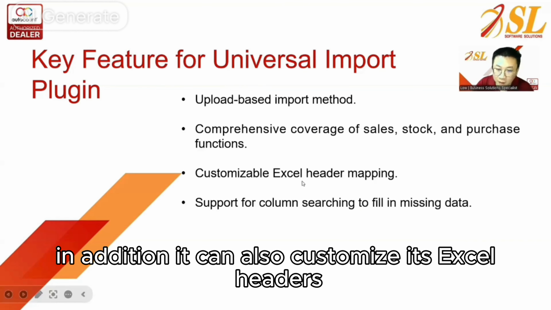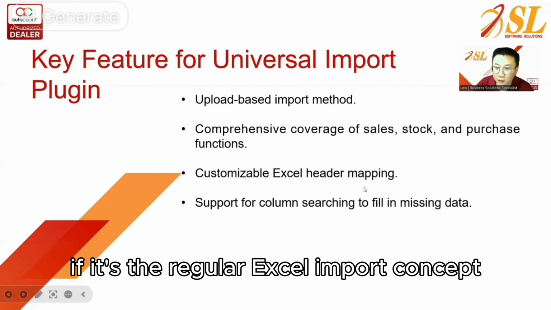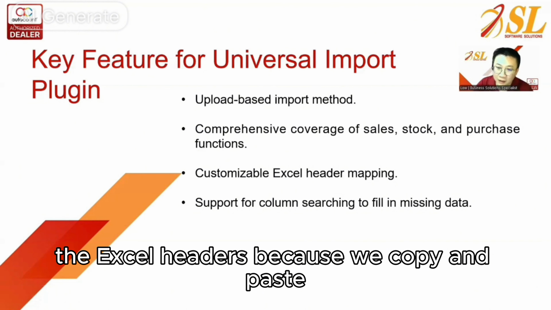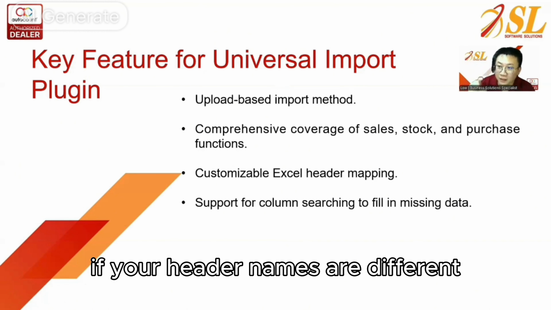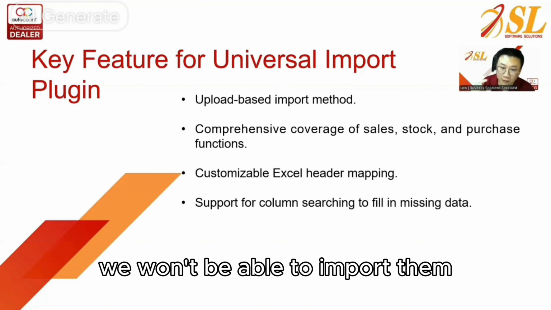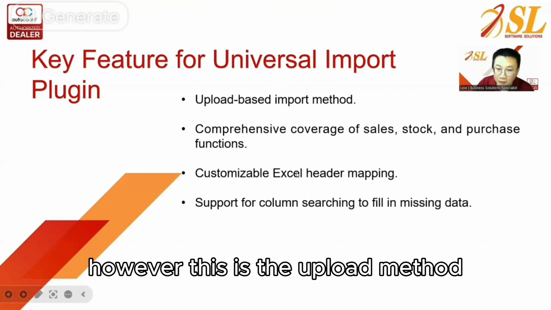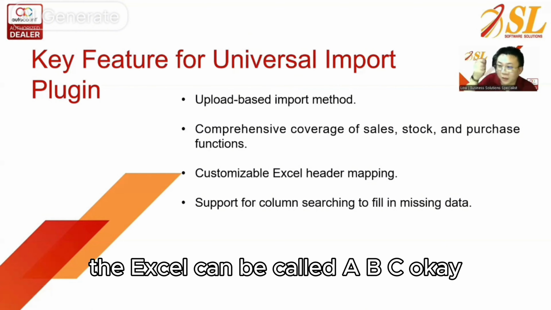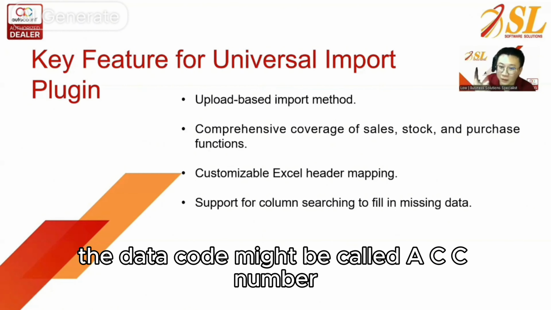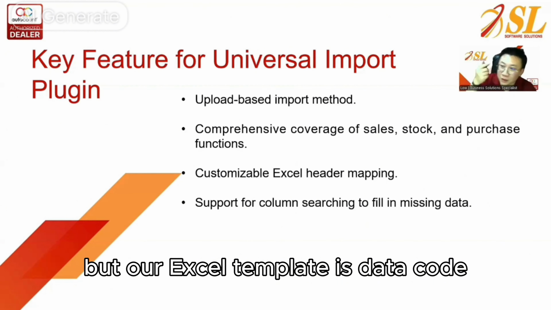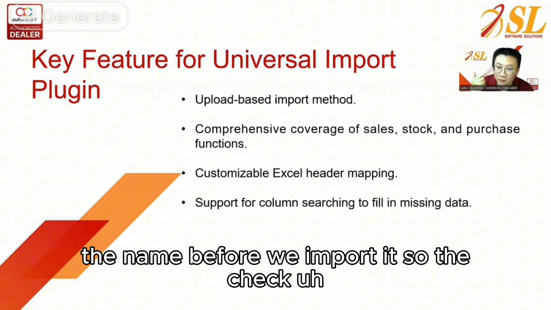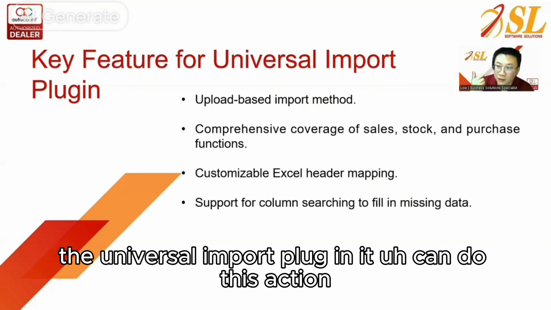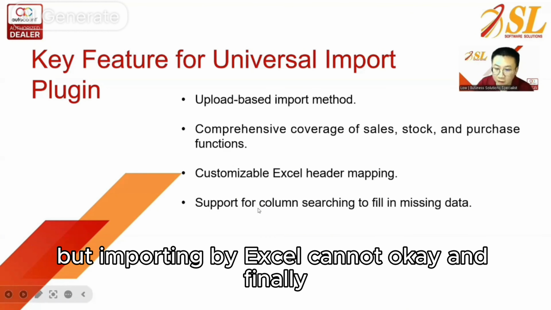In addition, it can also customize its Excel headers. With the regular Excel import concept, because we copy and paste, the header names must be exactly the same. If your header names are different, we won't be able to import them. However, this is the upload method. The Excel can be called ABC, okay? The debtor code might be called ACC number, but our Excel template says debtor code. So we can first convert the Excel header name before we import it. The universal import plugin can do this action, but import by Excel cannot.